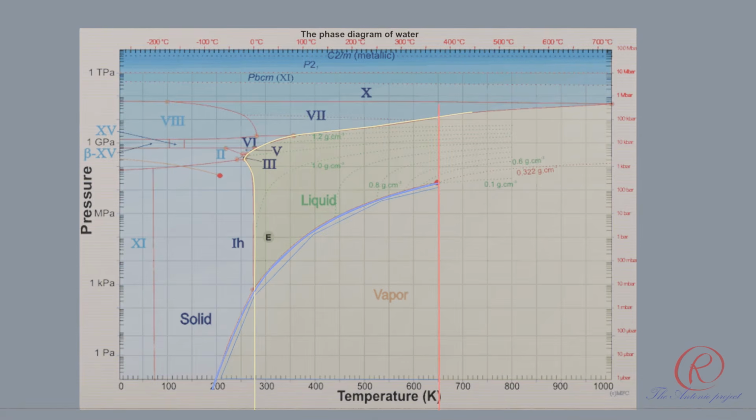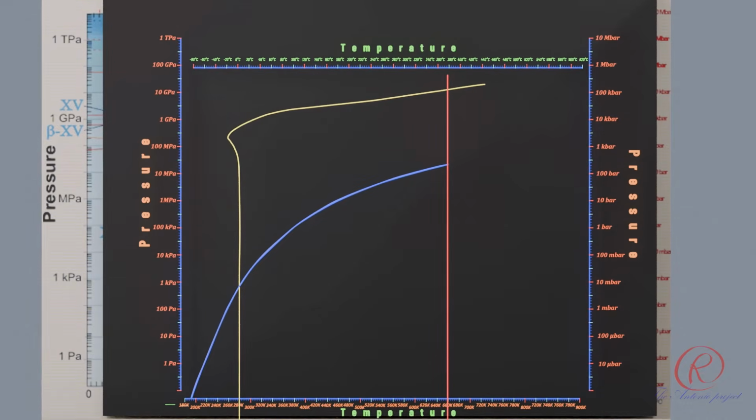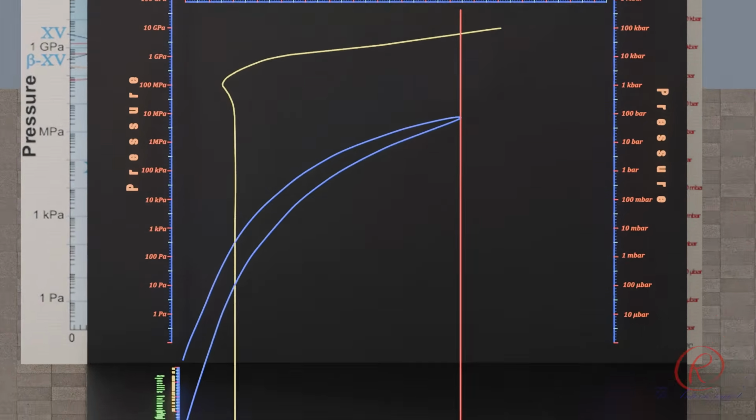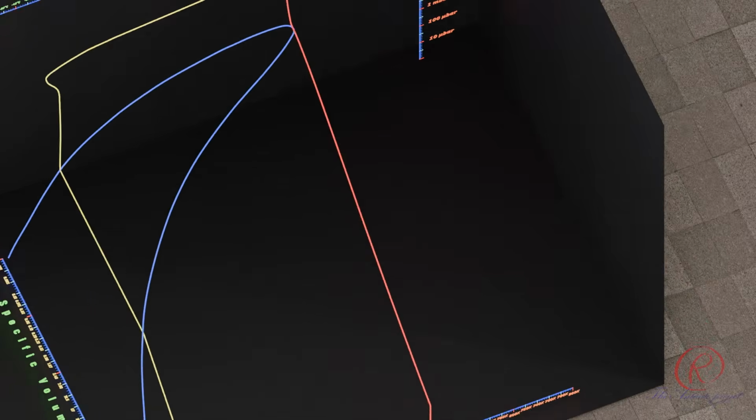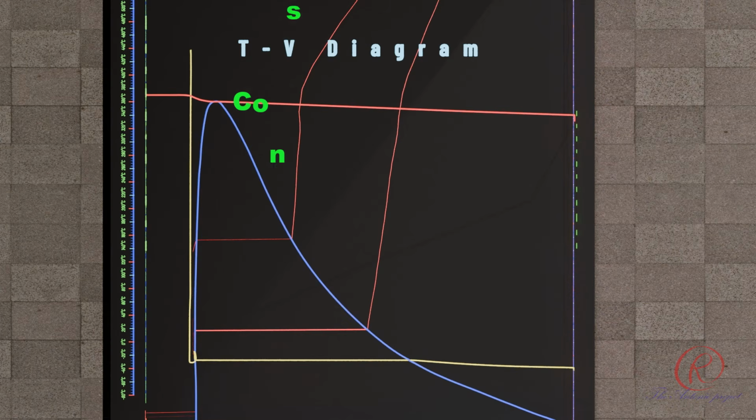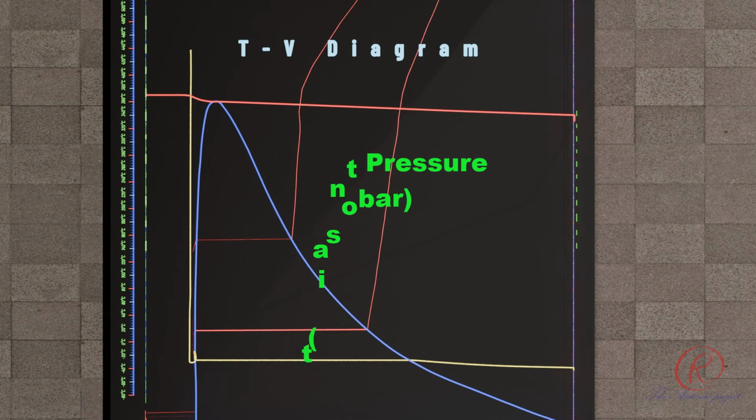After creating the lines by copying them from the PT graph, this is the result of projecting the lines on the 3D graph. The lines are then projected to the TV graph and PV graph. The temperature-specific volume, or TV diagram, is a graphical way of representing the relationship between temperature and specific volume. This projection is particularly useful for understanding processes that occur at constant pressure, as isobars, or lines of constant pressure, appear as curves on this diagram.